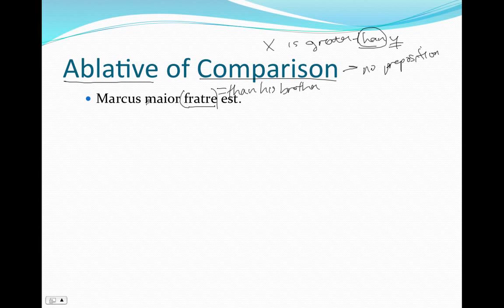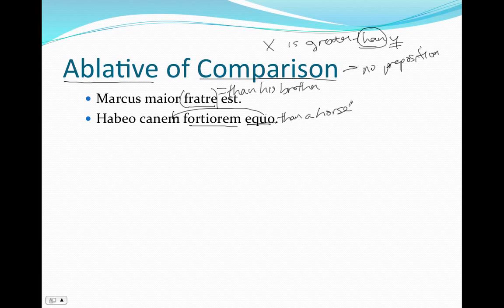And we don't necessarily have to compare a nominative to an ablative. Habeo canem fortiorum equo. I have a dog stronger than a horse. So this equo is our ablative of comparison. And we know that it's an ablative of comparison. We have a comparative adjective followed by an ablative, or with an ablative in the sentence, and so we have to supply the than, whatever it is, than a horse. I have a dog stronger than a horse.